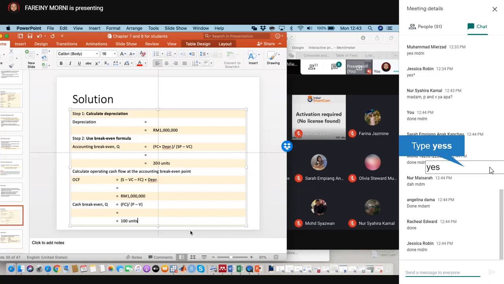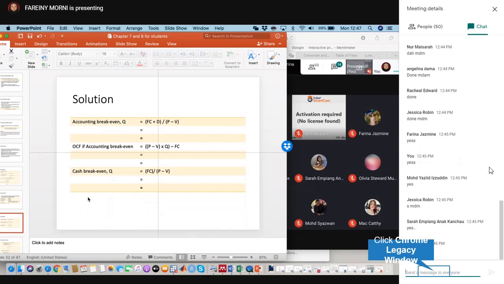OCF, you should get 1 million, and cash break even, you should get 100 units. Do you guys get the same answer? Yes? All right. So this one is very simple. Okay, so let's do the next exercise.